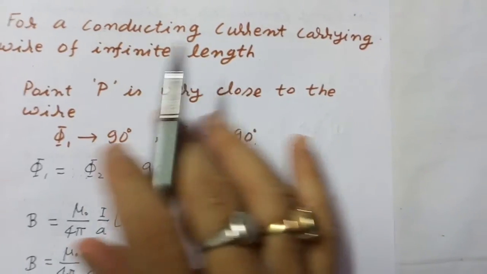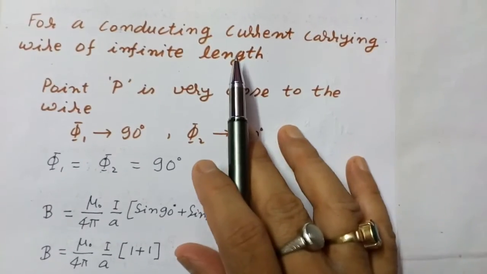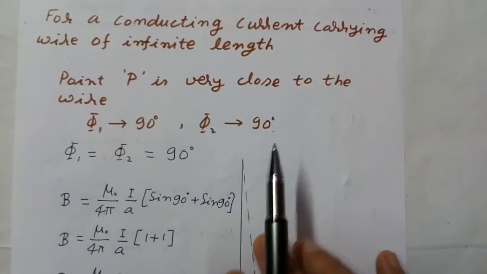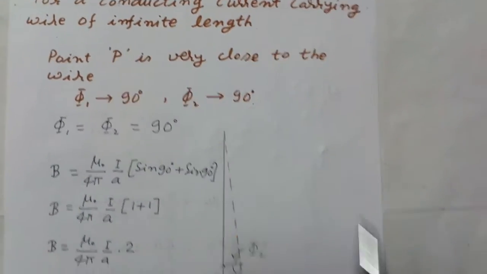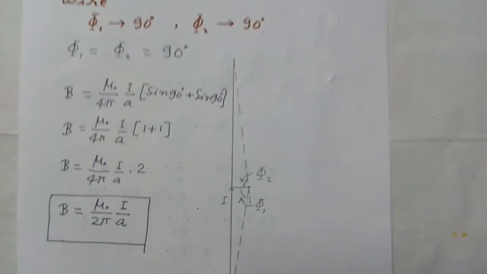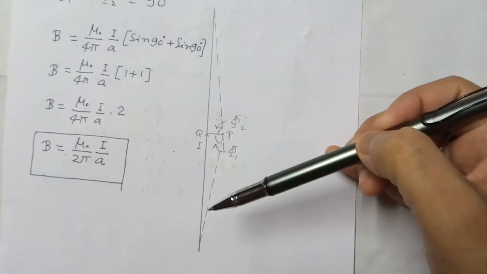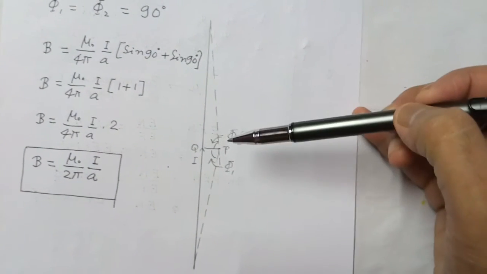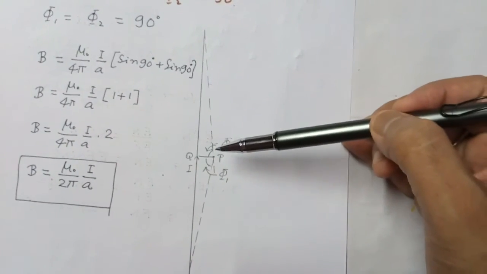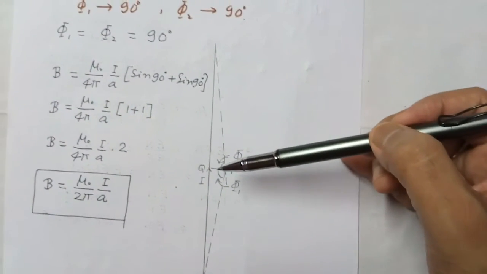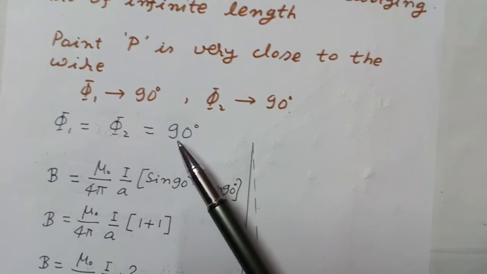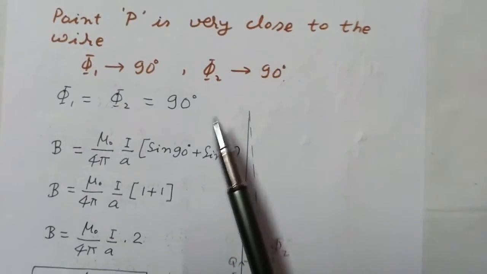Now if wire is of very large length, so for a current carrying wire of infinite length, what will be the expression for magnetic field? Now by infinite we mean that this point P is very close to this wire. So as length of the wire increases, these angles phi 1 and phi 2 will approach 90 degree. Our point P is very close to this wire. So what happens? Phi 1 becomes 90 degree and phi 2 also becomes 90 degree. So phi 1 is equal to phi 2 is equal to 90 degree.